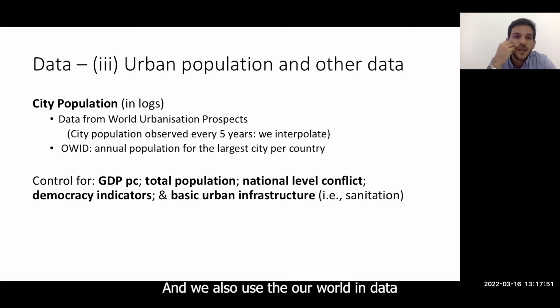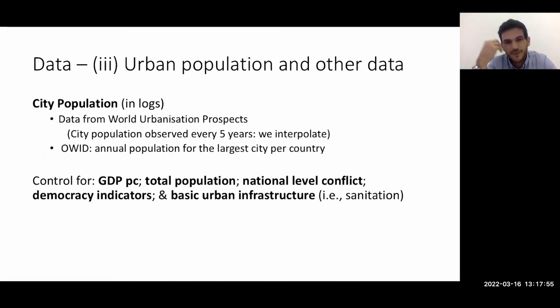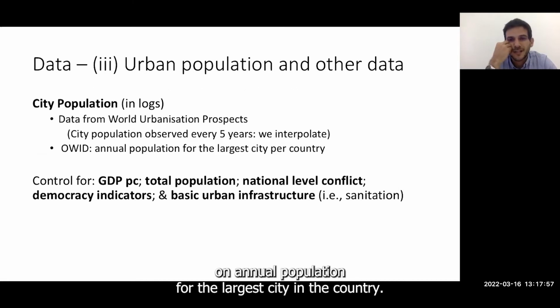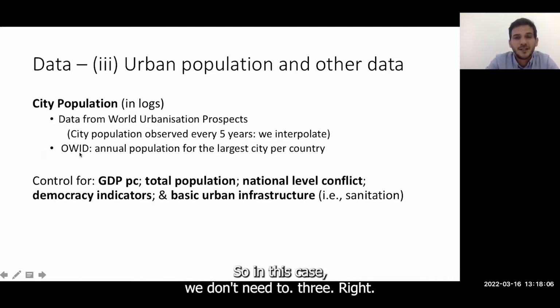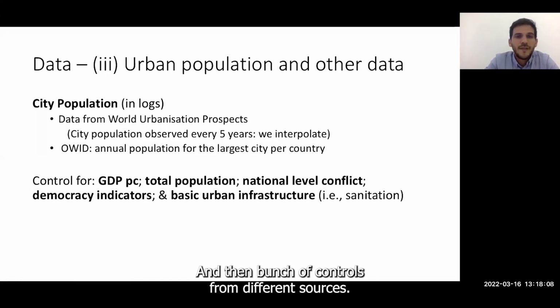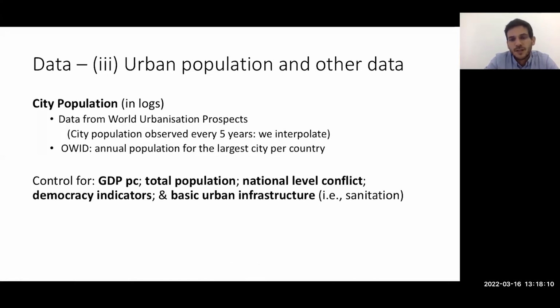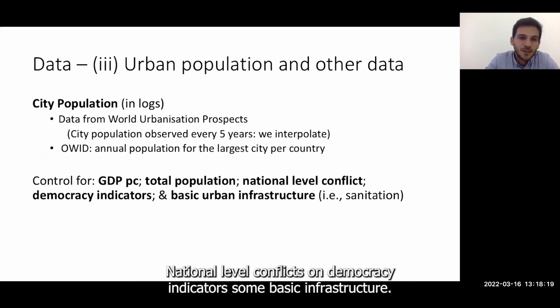And we also use our World Bank data on annual population for the largest city per country, all right? In this case, we lose some cities, but this data set is annual, so we don't need to interpolate, right? And then a bunch of controls from different sources, factors that we think may be related to conflict: GDP per capita, total population, national level conflict, some democracy indicators, some basic infrastructure.